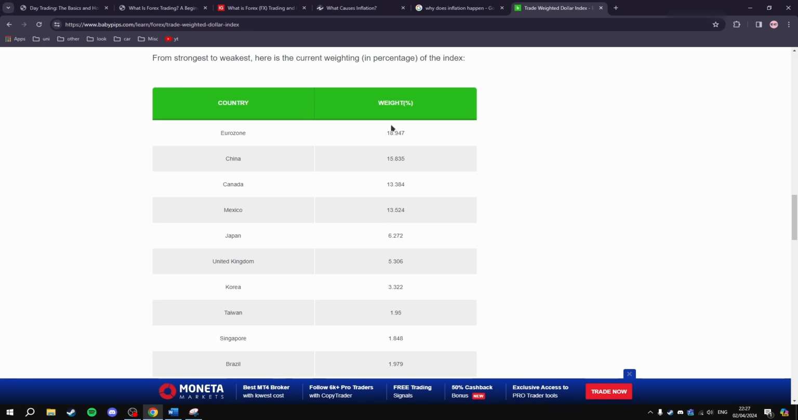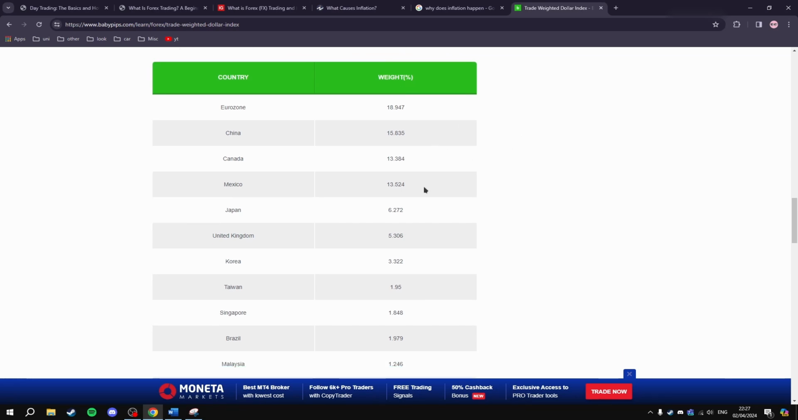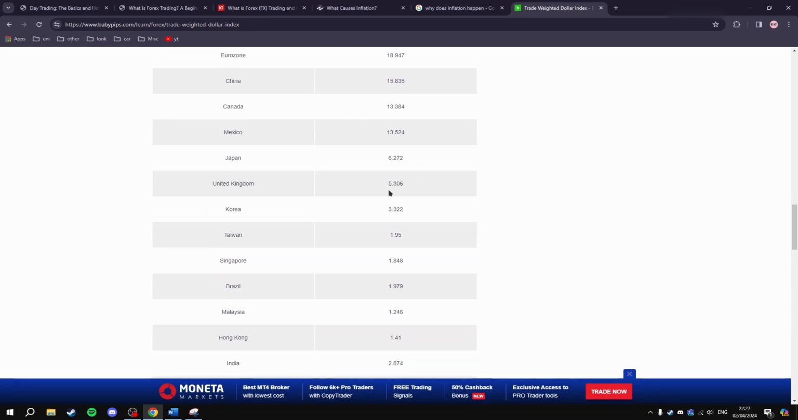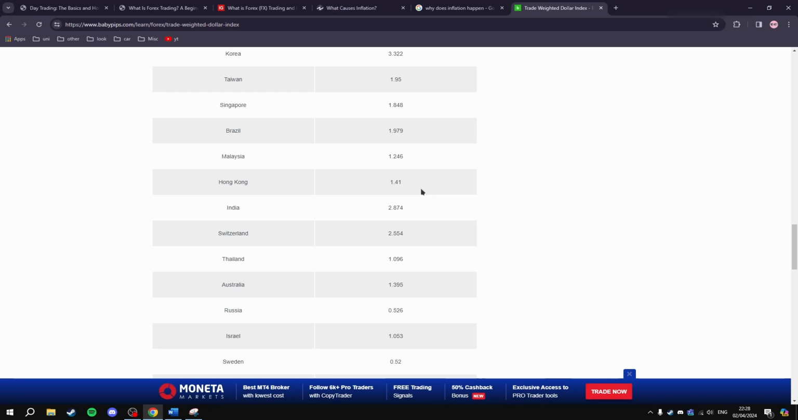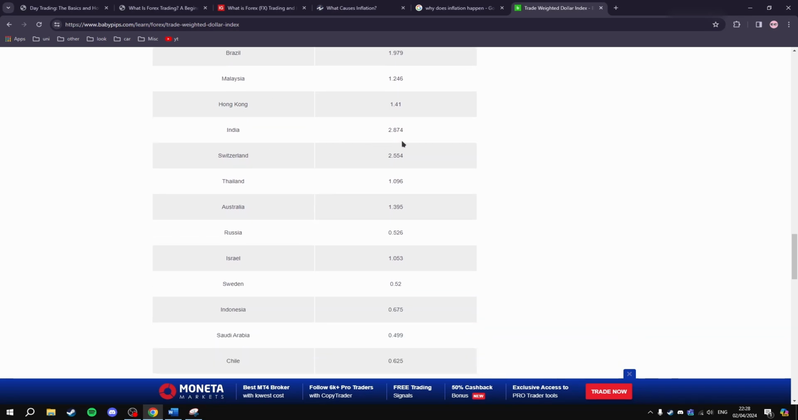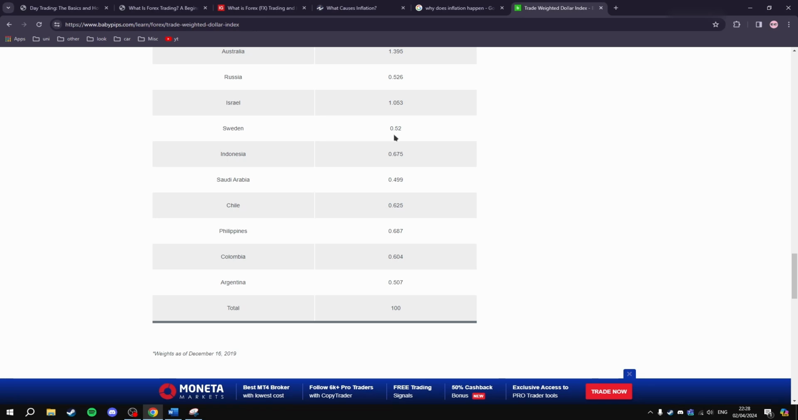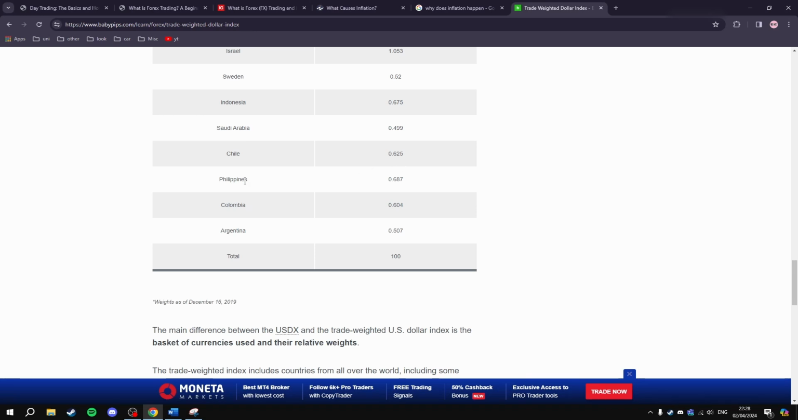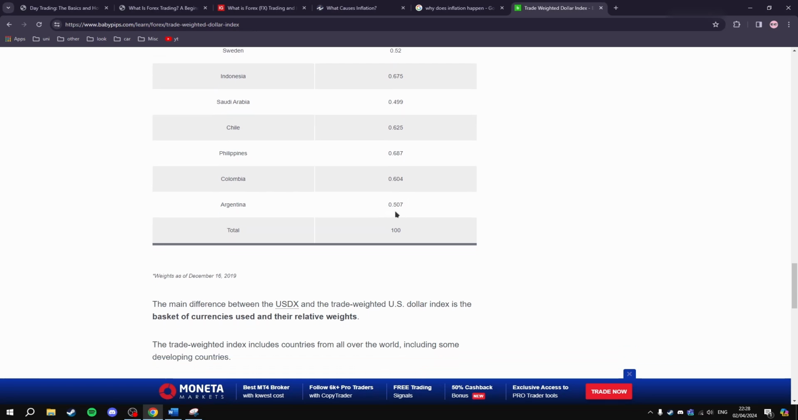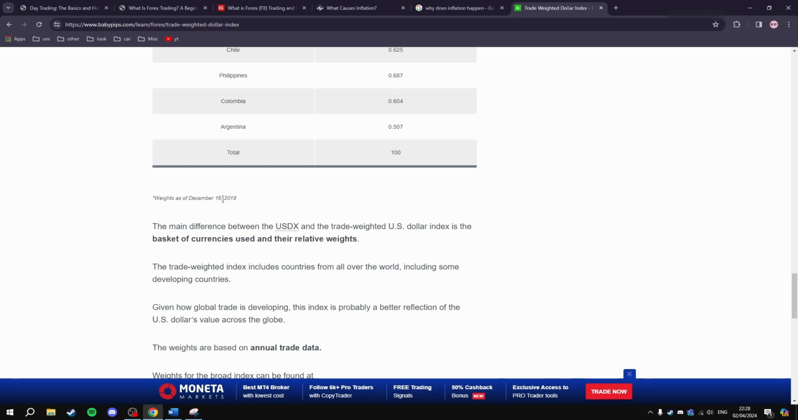Country, Eurozone, so that's euros, basically Europe, 18.947, China 15.835, Canada 13.384, Mexico 13.524, Japan 6.272, United Kingdom 5.306, Korea 3.322, Taiwan 1.95, Singapore 1.848, Brazil 1.979, Malaysia 1.246, Hong Kong 1.41, India 2.874, Switzerland 2.554, Thailand 1.096, Australia 1.395, Russia 0.526, Israel 1.053, Sweden 0.52, Indonesia 0.675, Saudi Arabia 0.499, Chile 0.625, Philippines 0.687, Colombia 0.604, Argentina 0.507, total 100%. Weights as of December 16th, 2019.